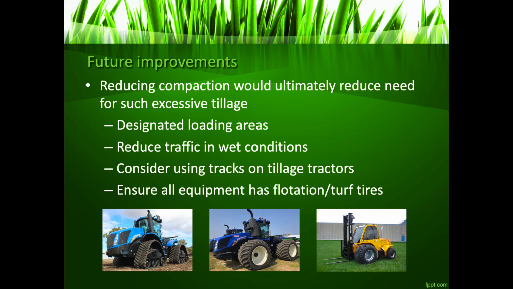When conditions are wet, the soil is more easily compacted, leading to further issues. This can be challenging as the business wants to continue operation even when wet, although limiting unnecessary travel would help mitigate the problem. Another improvement is equipping all machinery with either a track system or flotation-style turf tires. Both are able to reduce compaction considerably and help prevent the need for excessive tillage.